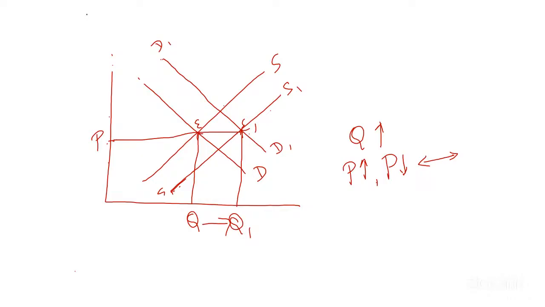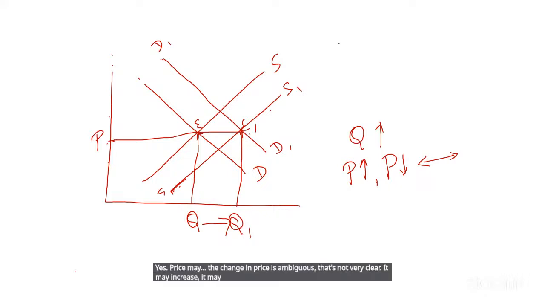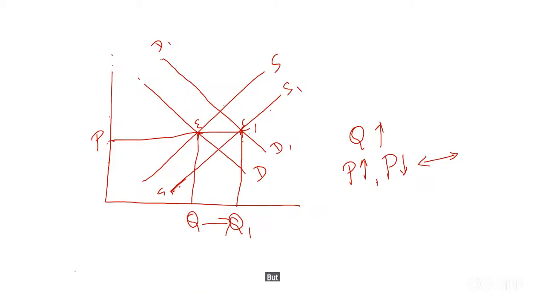Done? Yes, ma'am. Tell me the result. Price may increase or decrease or remain unchanged, and the quantity increases. Yes, the change in price is ambiguous. It may increase, it may decrease, or it may remain unchanged, but quantity will definitely decrease. Good.